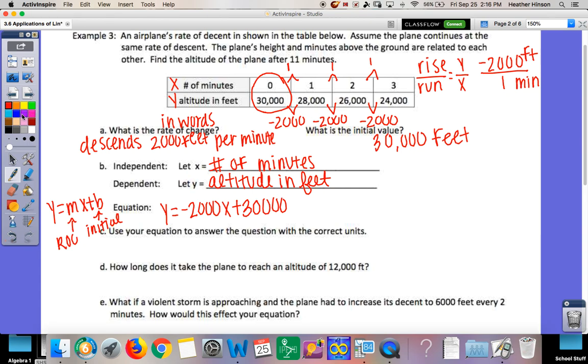Then we answer a question with correct units. So the question at the very top said find the altitude of the plane after 11 minutes. What is 11? X or Y? What is minutes? Well, minutes down here is X. So that means for 11, we're going to plug it into X. So Y equals negative 2,000. I'm going to write this somewhere else. Right over here. Negative 2,000 times 11 minutes plus 30,000.